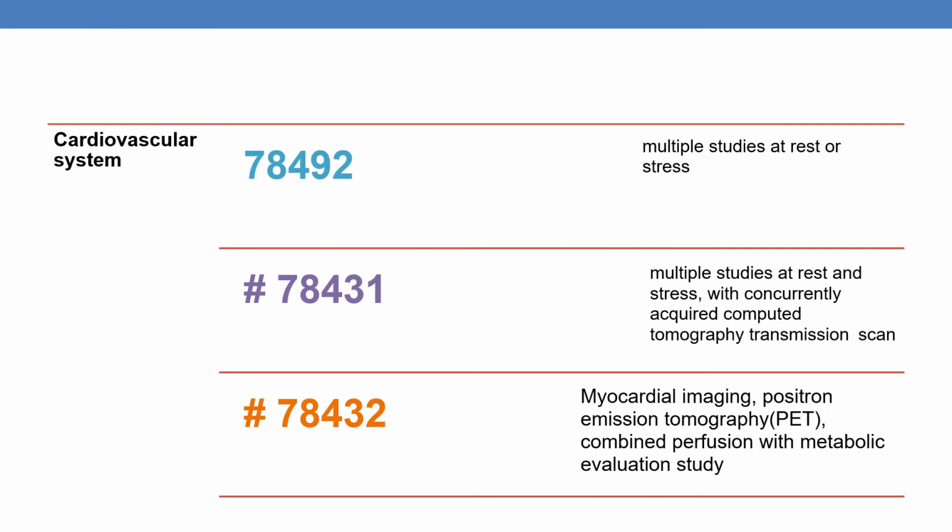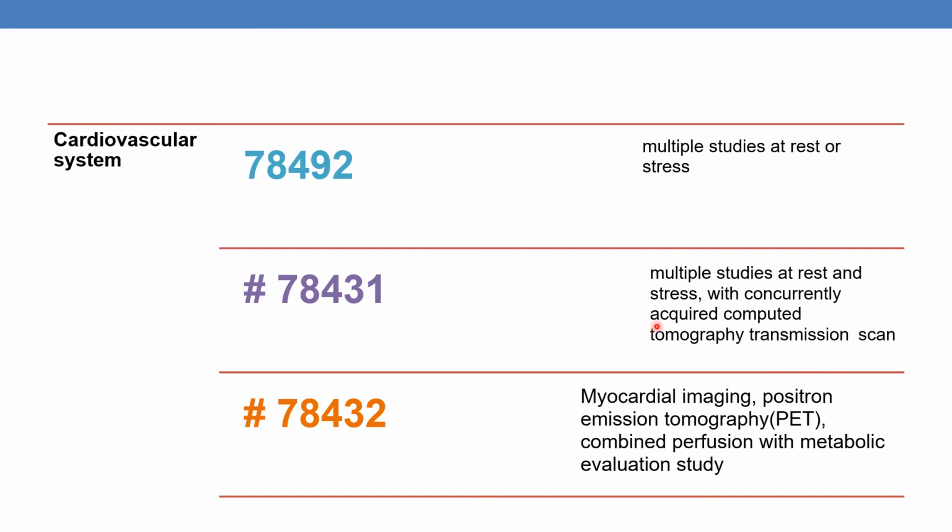The next CPT is 78492, which is myocardial imaging, positron emission tomography, multiple sites at rest or stress. Whereas the next CPT, which is also an out of sequence CPT, is 78431. This deals with myocardial imaging, positron emission tomography perfusion study, multiple sites at rest and stress with concurrently acquired CT tomography transmission scan.